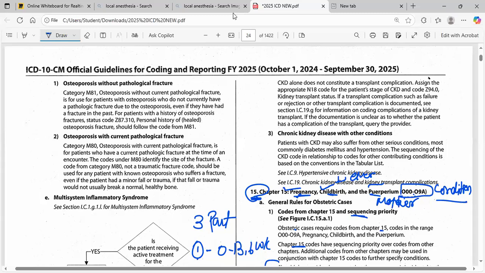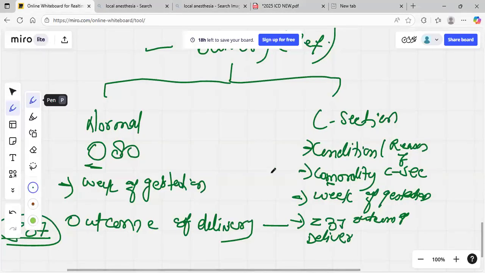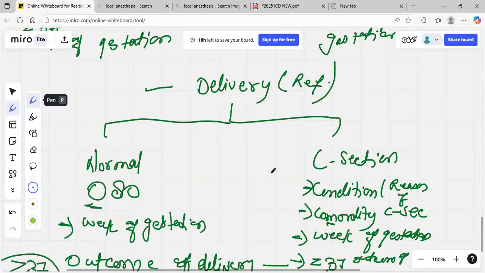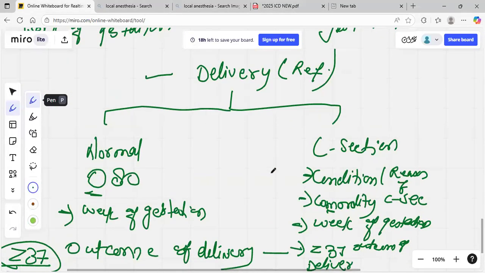Reminder: for any complication occurring during delivery, you have to refer to delivery in the index. On the screen, I have shown the delivery documentation, what we have to follow in the delivery charges. So this question belongs to delivery. Make sure that you follow these instructions mentioned on the screen to find the code.